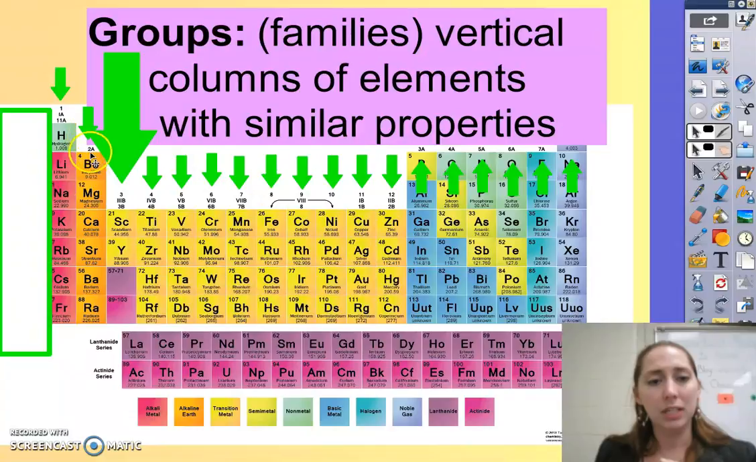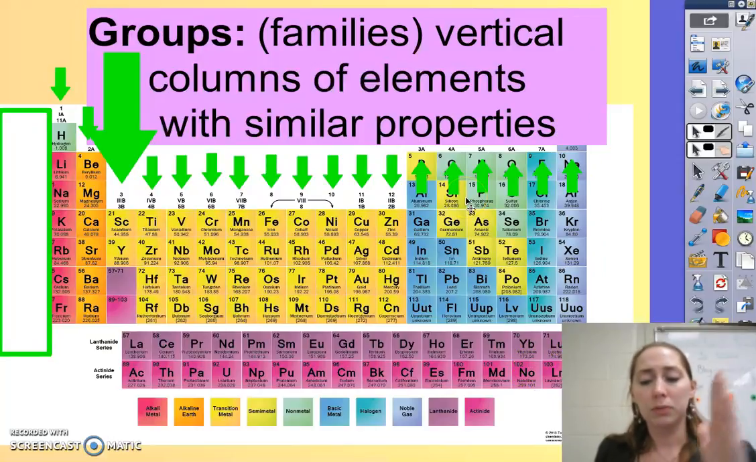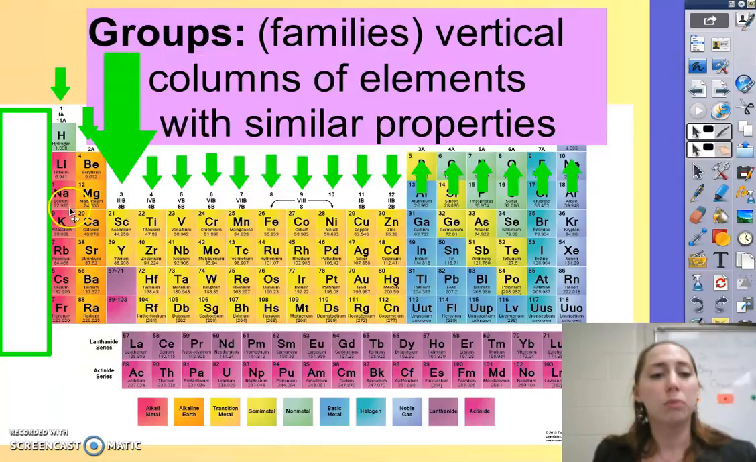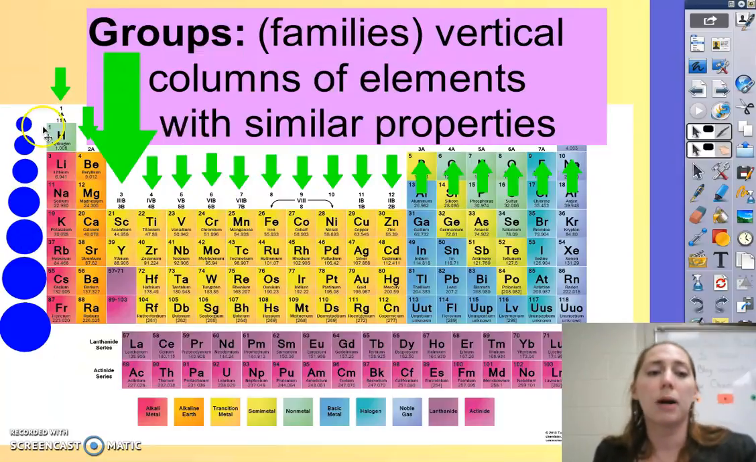So all the elements here in group 2 have similar properties to each other. All the elements here in group 18 have similar properties to each other. They're grouped or family together with these different properties. One common property is as we go down the periodic table, atomic radius increases.